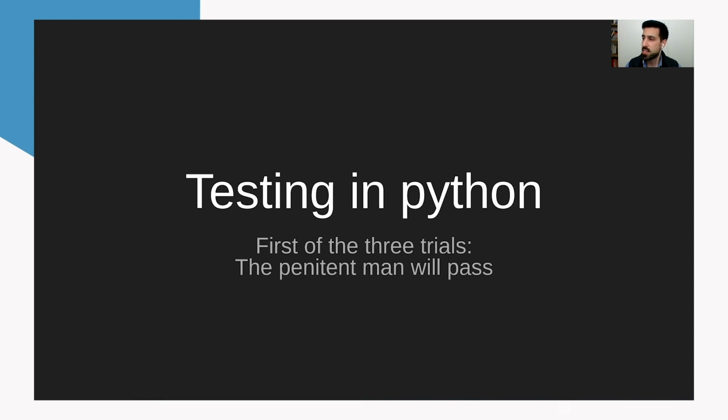So, the first of the 3 trials, the penitent man will pass. As Christian mentioned before, this is the first chapter, or the first session, of a trilogy. I think there are 3 important pillars for software developers. The first is testing, the second is design patterns, and the third is architecture. So I will have a session focused on each of them, and for me it's kind of a thrilling situation. We will gain knowledge, and because my childhood hero was Indiana Jones and his adventures, this is kind of a tribute, an honor to Indiana Jones.